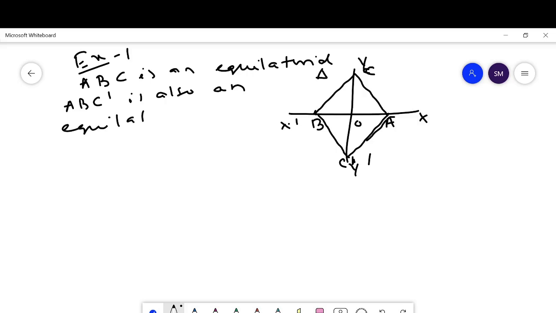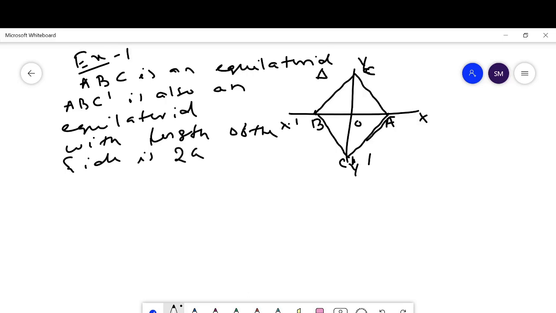The length of the side is 2a. This means AB is equal to AC is equal to BC is equal to AC dash is equal to BC dash is equal to 2a, given.